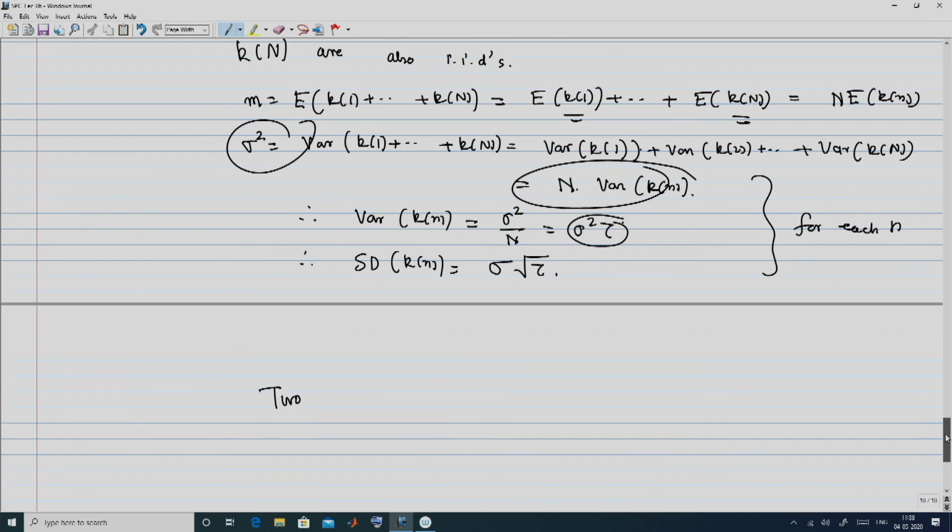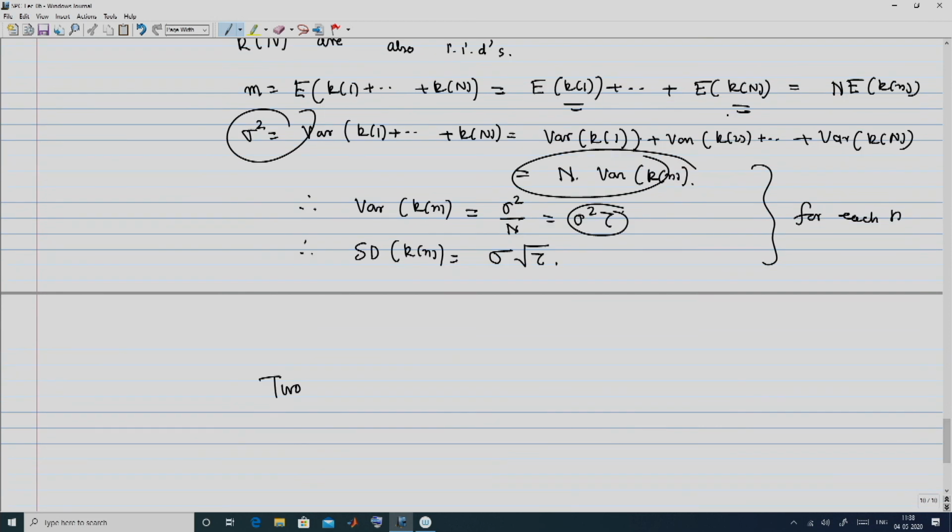Okay. Now, here we will essentially look at a slightly simplifying assumption. So, we have seen that the expected value of kn is m tau. Here I just forgot to add this. So, therefore, expected value of kn is equal to m over n, which is equal to m tau.